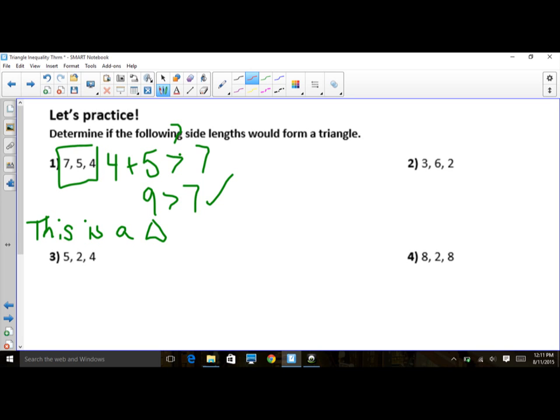Okay, let's try example 2 now. Example 2, 3, 6, and 2. So I'm going to take the 2 shorter sides, 2 plus 3, and test to see if they're greater than 6. 2 plus 3 is 5. Is 5 greater than 6? Hopefully you're thinking no. So we can say not a triangle.